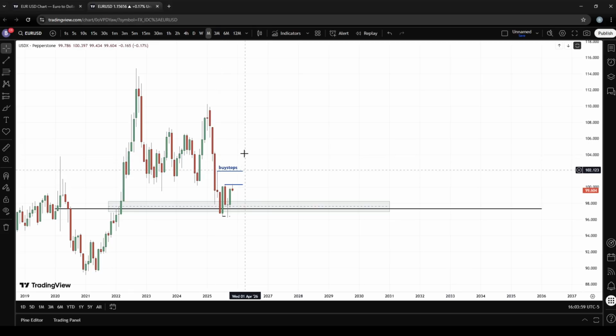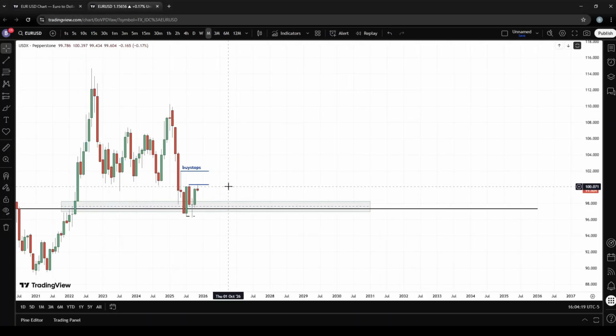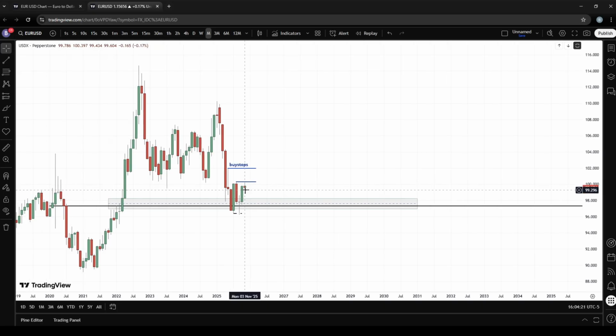So this place has very high levels of liquidity because we have a gap and a high. The market has recently traded above the previous monthly high, and we are currently seeing some retracement at the beginning of this month.